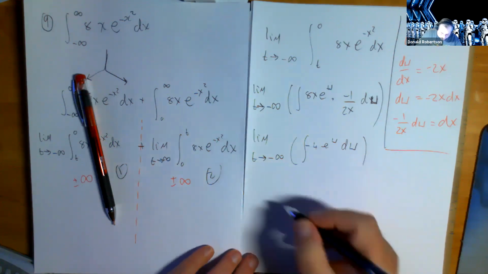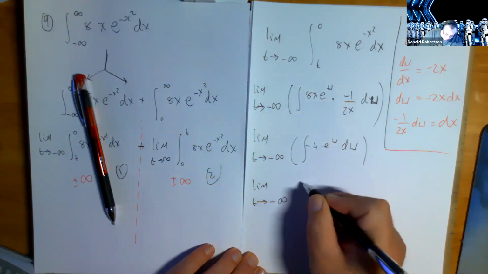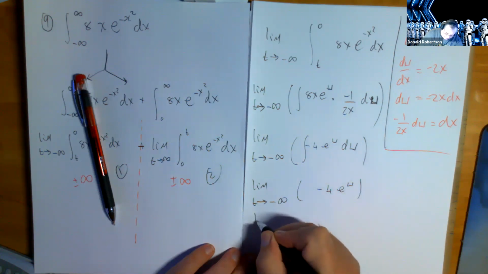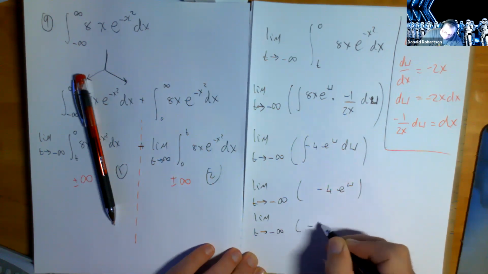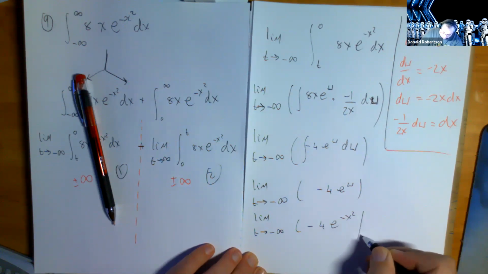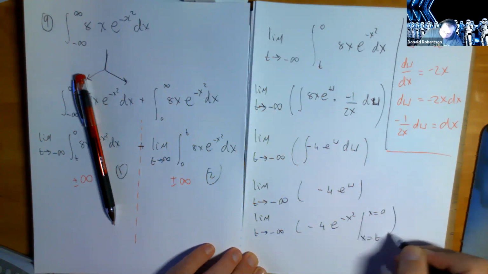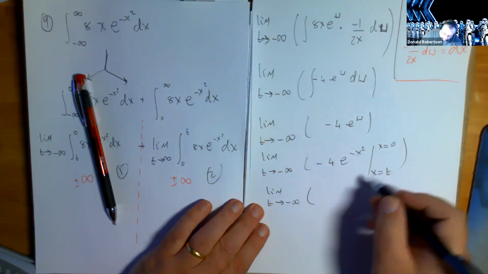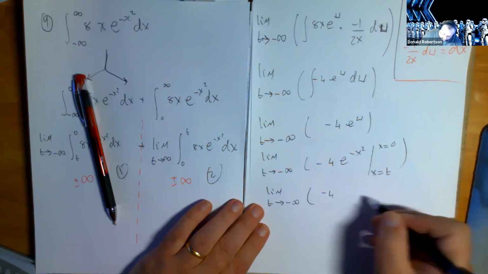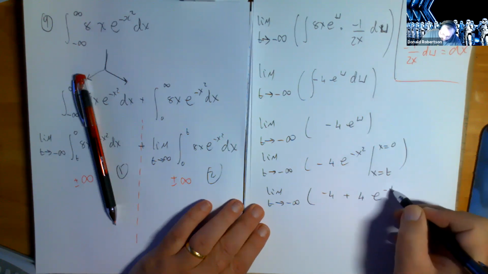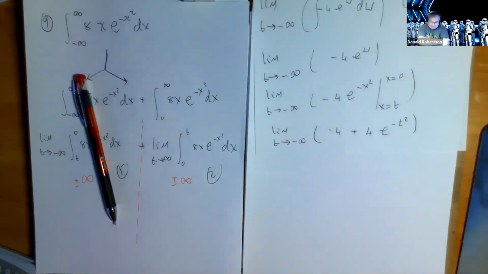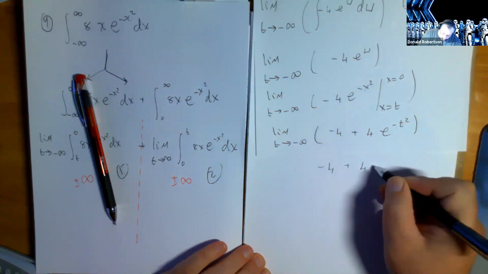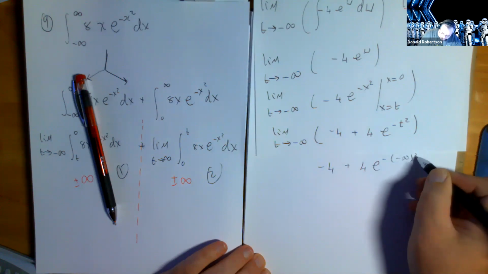Agreed? Nice integral. So that becomes the limit as t tends to negative infinity of negative 4e to the u, which in turn becomes negative 4e to the negative x squared, which is going to get evaluated at t and at 0. So it's going to be the limit as t tends to negative infinity. Plug in 0, that's e to the 0, that's 1, so you get negative 4. Two negatives make a plus. Right. We're looking at this guy, aren't we? Okay, let's try brute forcing it, see what we get. Negative 4 plus 4e to the negative infinity squared.